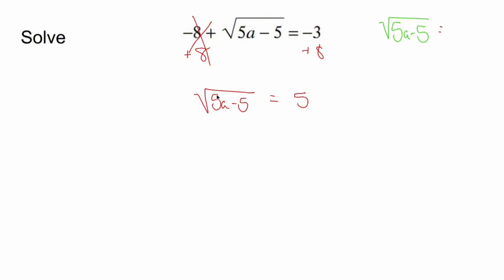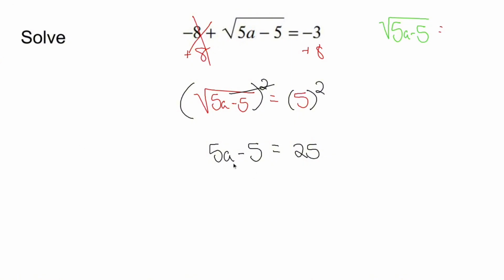How do we get rid of a square root? Well, the opposite, or rather the inverse of a square root, is a square. So what we do in order to get rid of the square root is we square it. And if I square the left, I also have to square the right. So the square and the square root cancel each other out. And 5a minus 5 drops down on the left. 5 squared, 5 times itself is 25. And now we have a regular two-step equation.